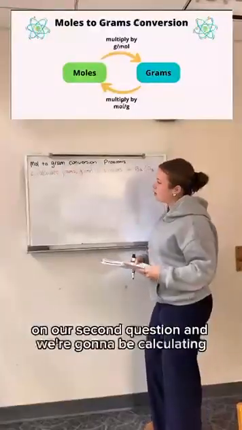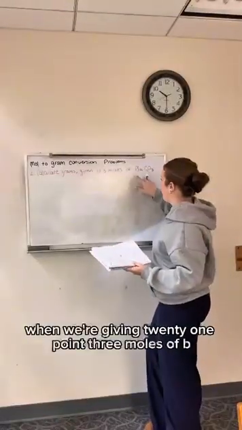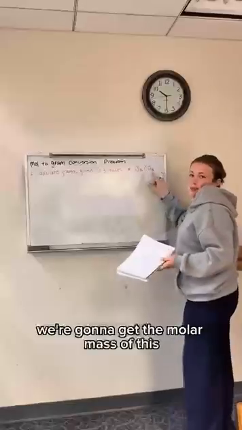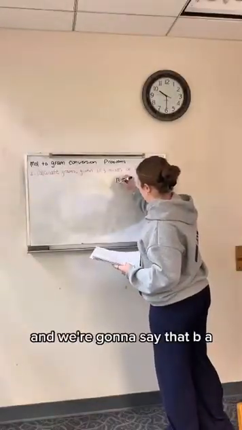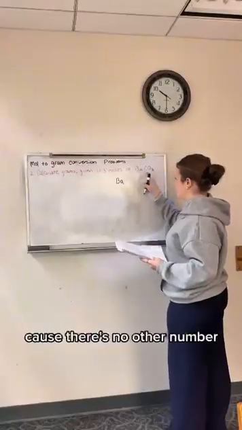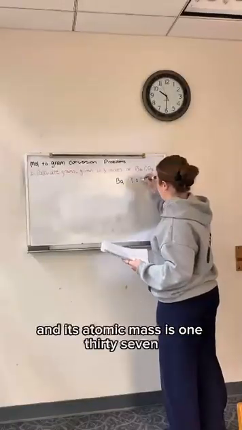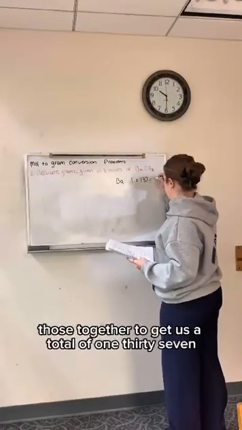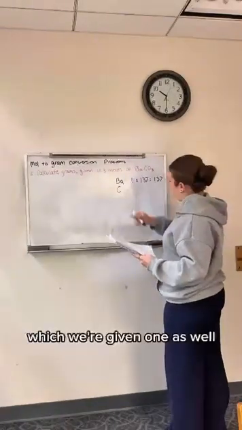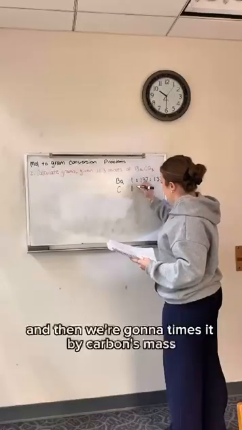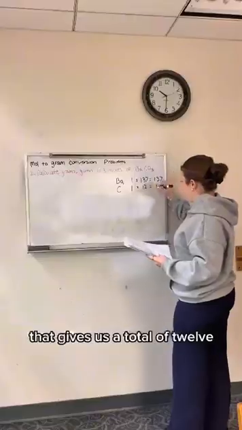Now we're on our second question, and we're going to be calculating the grams when we're given 21.3 moles of BaCO3. We're going to get the molar mass of this, so we're going to use our periodic table, and we're going to say that Ba, we have 1, because there's no other number, so we're going to assume that it's 1, and its atomic mass is 137. We times those together to get us a total of 137. And we're going to go to carbon, which we're given 1 as well. And then we're going to times it by carbon's mass, which is 12. That gives us a total of 12.